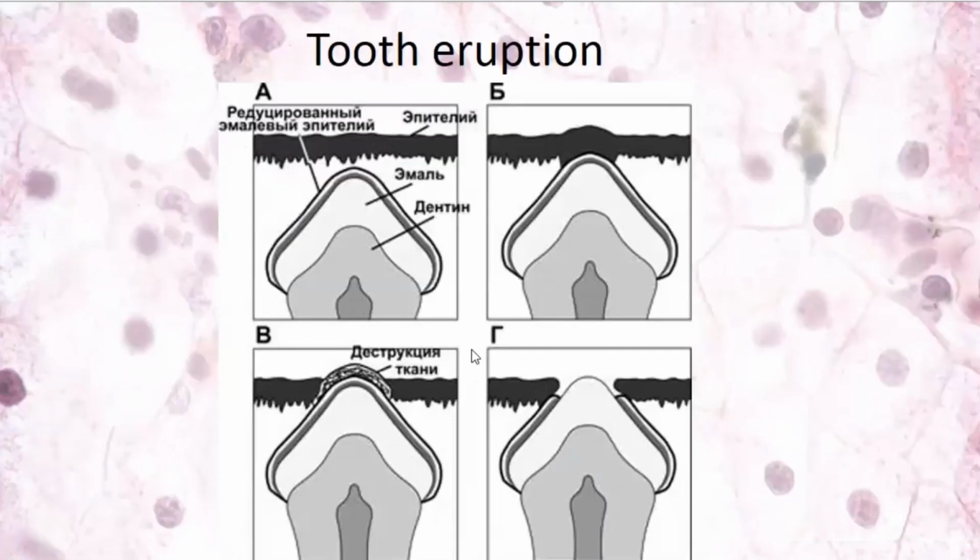And after that we have tooth eruption. The tooth forms some pressure because of the growth of bone cells, and it also provides destruction of the tissue. Some hydrolytic enzymes are released here, and it helps in tooth eruption.